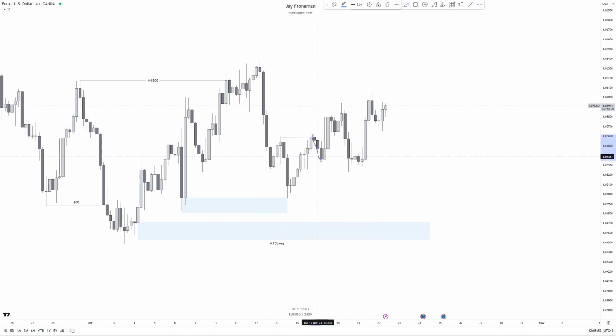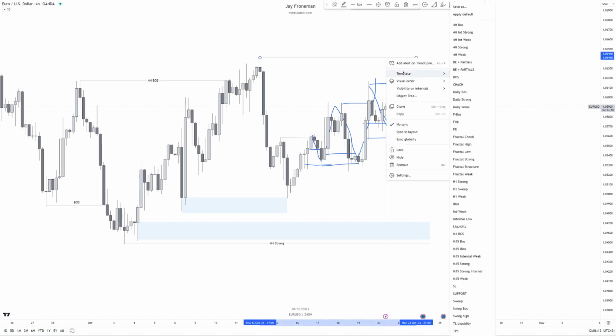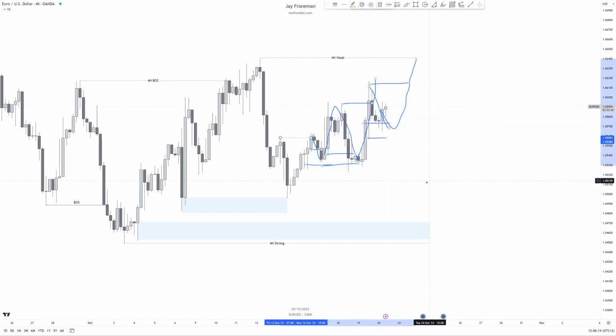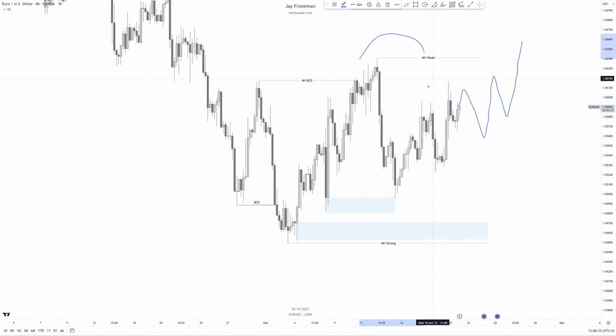that internal pullback into demand to continue targeting those internal weak highs. And this becomes our overall 4-hour swing weak high. So can you comment down below what the expectational order flow is for Euro USD to continue following through this order flow to target these weak highs?